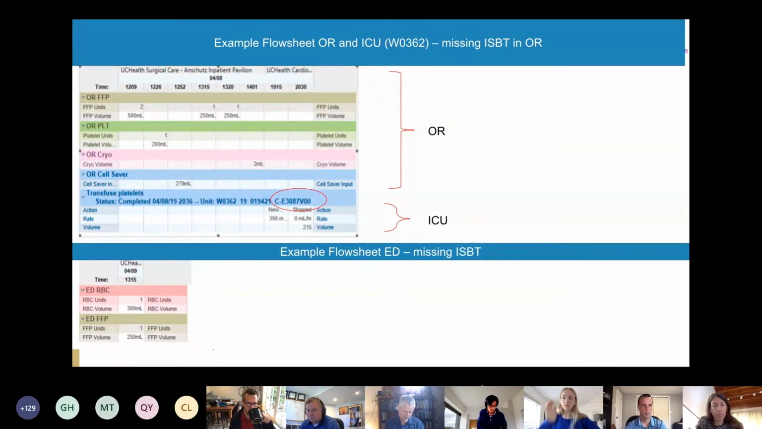So it's much more than just platelets or just RBCs. Then further below, in the same view, you can see the ICU. Now in the red circle is the ISBT code. So now we're getting a little bit more information than we were getting in the OR. And then the bottom example is an ED flow sheet. And here again we've got time, but we're missing the ISBT code. And we really did need those things.